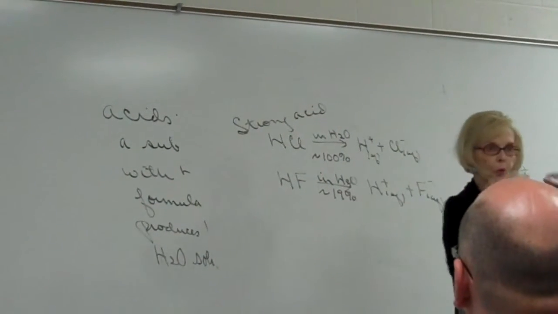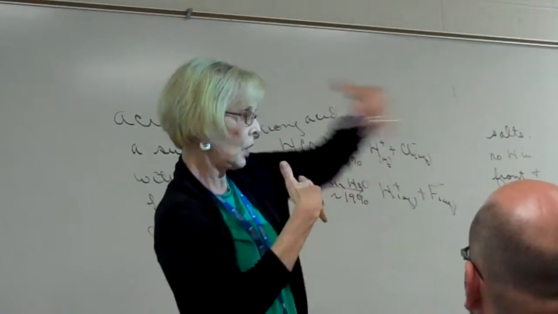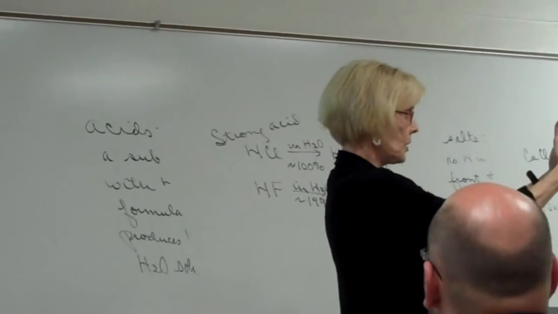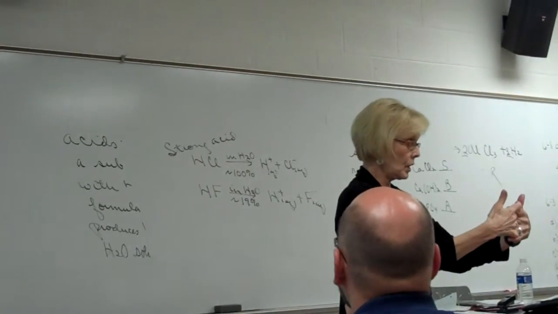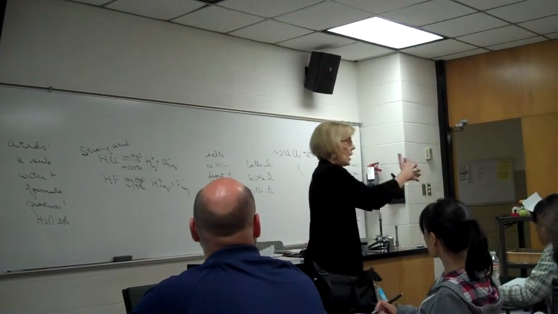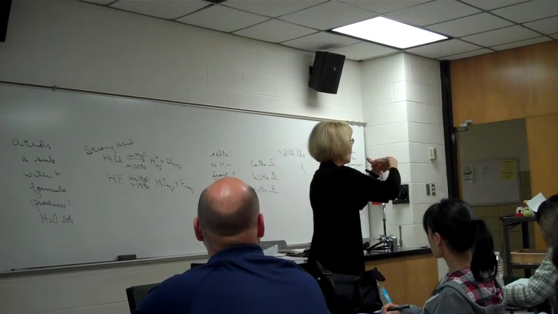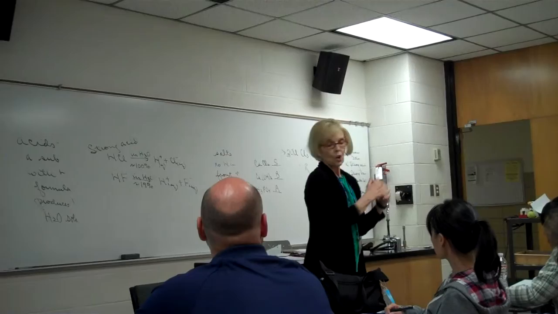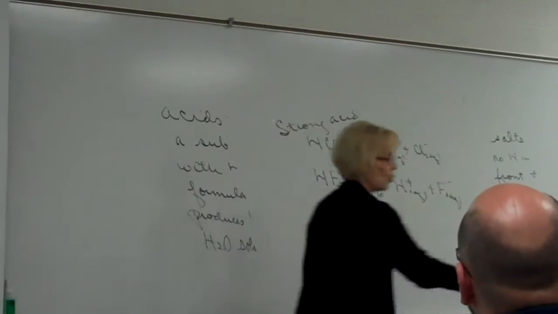But now let's think about what that means. HF. Here's an H, here's an F. They're bonded together. We have a molecule. I take 100 of these. I place them into water. 19 of them come apart. The other 81 of them stay together. So chemists call that a weak acid.